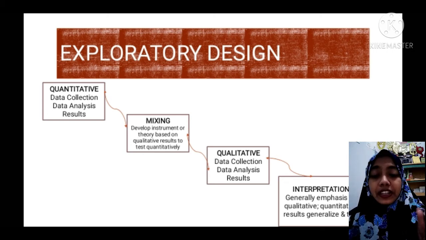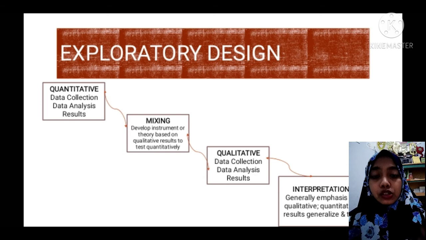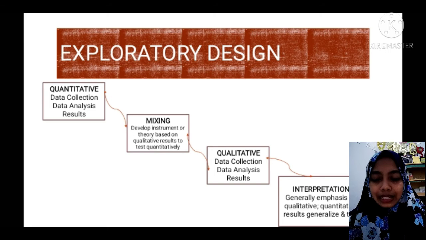Okay, but here the disadvantage is that implementing the two separate phases of the study can be time consuming. So this design takes a long time to conduct. In addition, developing a measurement instrument is not easy. A researcher must use careful procedures to ensure that it is grounded in the qualitative results.